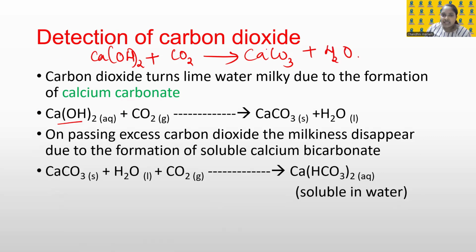This calcium carbonate is insoluble in water and that will give a milky white appearance. So whenever we pass carbon dioxide gas through calcium hydroxide solution, if it turns milky white, we can confirm the presence of carbon dioxide. Okay, fine.